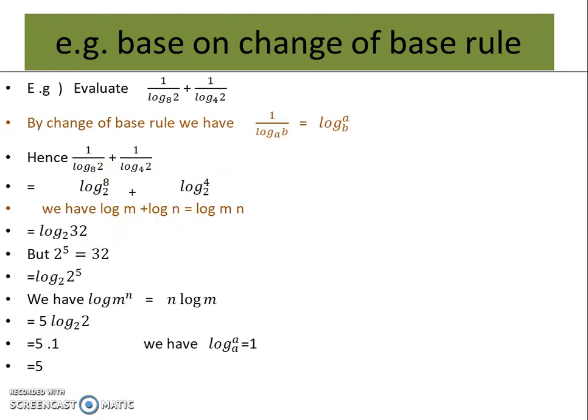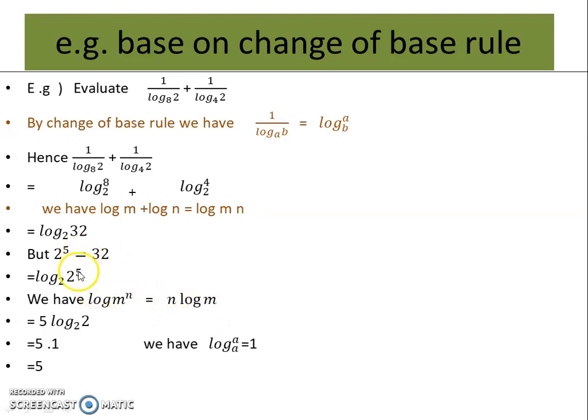We have to evaluate, meaning we have to derive the final answer from the above expression. We know that 2 raised to 5 is equal to 32. So I put 2 raised to 5 instead of 32. So log 2 raised to 5 to the base 2. We observe that the number and the base are the same, 2 and 2. So we have log m raised to n is equal to n log m.